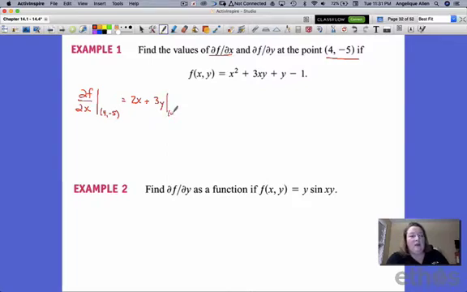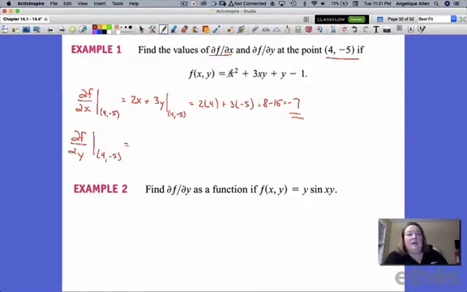We're going to evaluate that at 4, -5. So now we just do substitution. And that's going to be 8 minus 15, or -7. So there's our first partial derivative. Now we need to do the partial derivative with respect to y, evaluated at the same point.